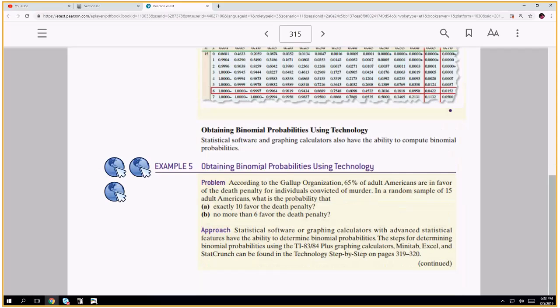According to the Gallup organization, 65%, what is 65%? The probability, or percent. Write that down: P. 65% are in favor of the death penalty for individuals convicted of murder. In a random sample of 15 adult Americans, what is the probability that 10 favor the death penalty? Well, that's going to be exactly 10. What's going to be N? 15. What's going to be X? 10. Okay. Now, what does no more than 6 mean?